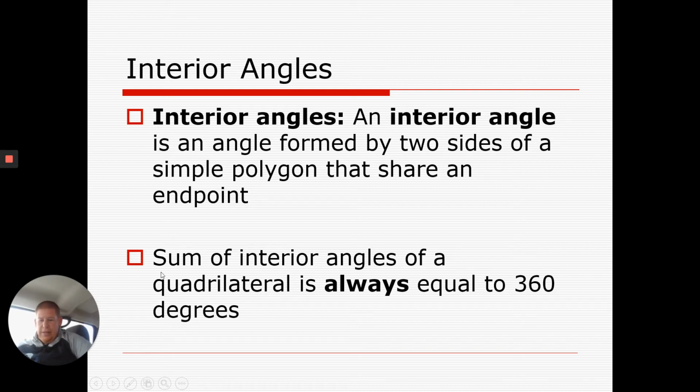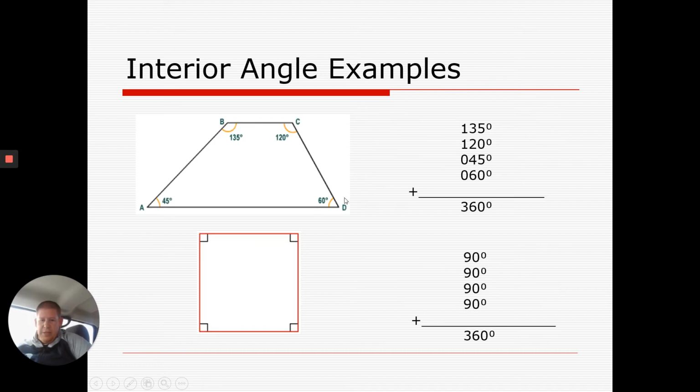And the cool thing about this, the sum of interior angles of a quadrilateral is always equal to 360 degrees. So if you think about a circle, how a circle is 360 degrees, in order for it to be a quadrilateral, all 4 of those sides eventually have to connect, and they would add to 360 degrees. So let's kind of look at it to make it a little bit easier.